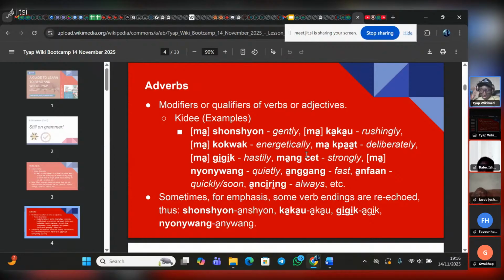But then sometimes, for more emphasis, some verb endings in Tyap are usually re-echoed. Some examples here that we have include shonshon, kakao, gugugug, nyunyuang and anyuang. These are not only peculiar to adverbs. We can also have them in nouns as well, like morning, the morning time, toton. We can still say totonoto, early in the morning. So it's for emphasis.